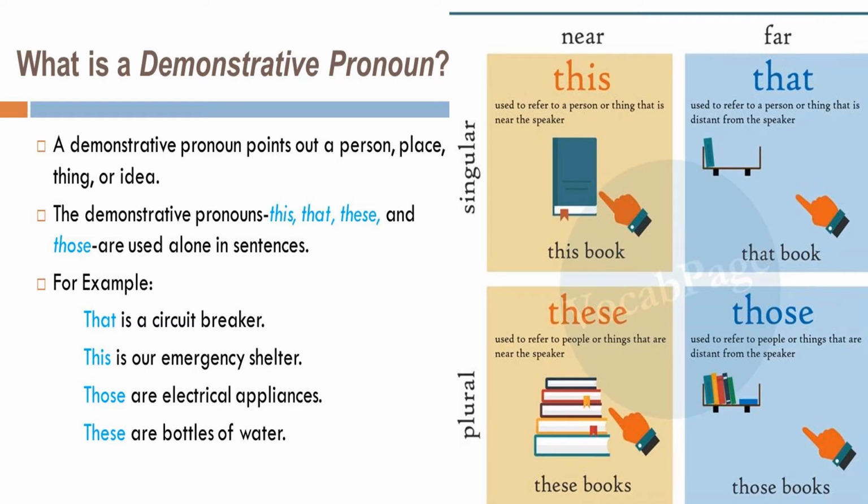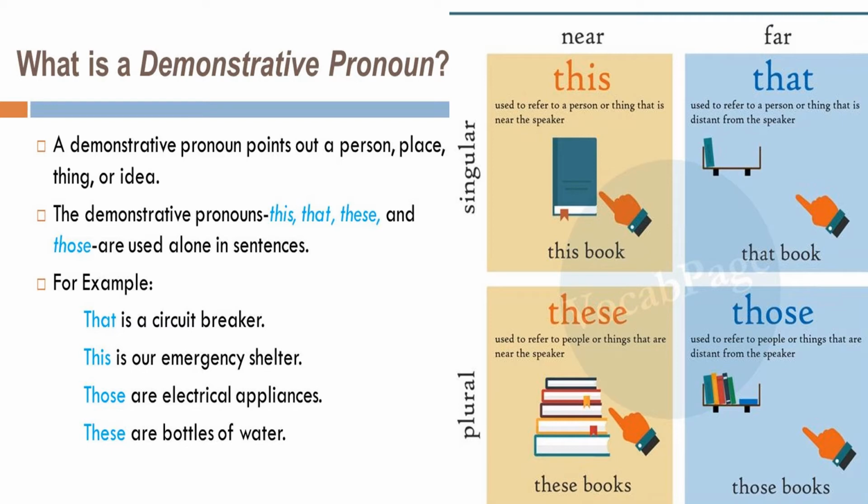Look at these examples. That is a circuit breaker. This is our emergency shelter. Those are electrical appliances. These are bottles of water. Now let's look where and when to use that, this, those, and these.